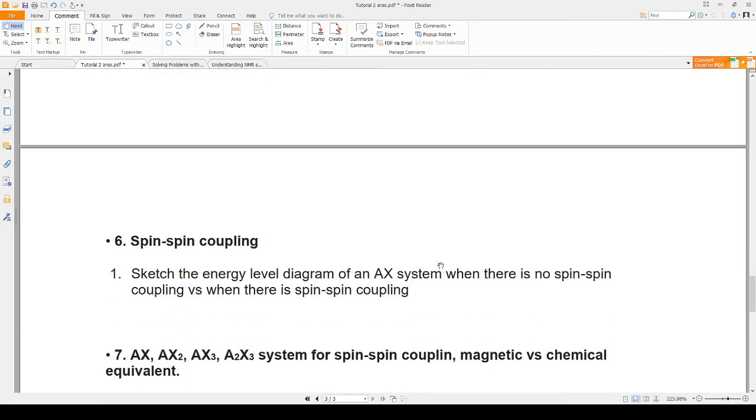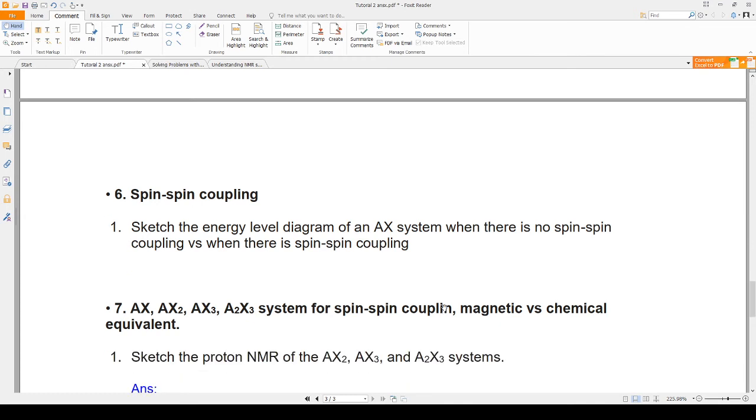Sketch the energy level diagram of an AX system where there's no spin coupling versus when there is spin coupling. I think this was in lecture 6 when I showed you. Before that, all you have to do is the n+1 rule. But before that, I showed you an energy diagram of an AX system with no spin coupling and with spin coupling, so you just have to study that diagram. AX, AX2, AX3 system.